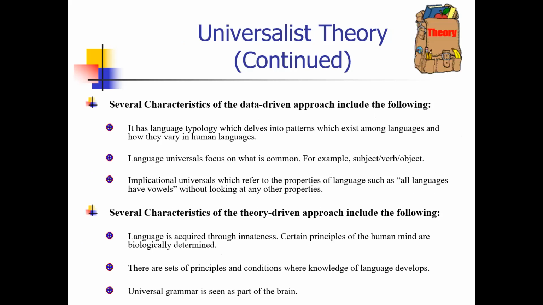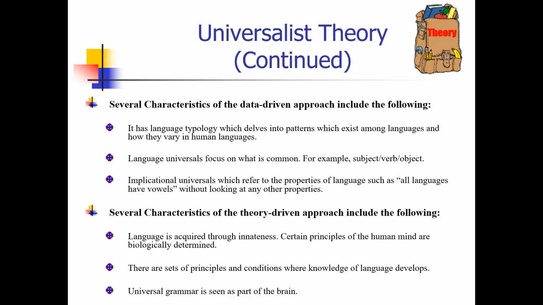And then the second part of universalist theory continues. Several characteristics of the data-driven approach include the following. First, it has language typology, which delves into patterns that exist among languages and how they vary in human language. Then the second one is language universals, which focus on what is common, for example, subject, verb, and object. And then the third one is implicational universals, which refer to properties of language, such as all languages have vowels, without looking at any other properties.